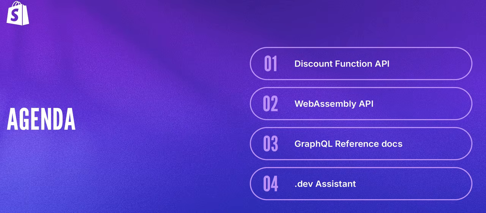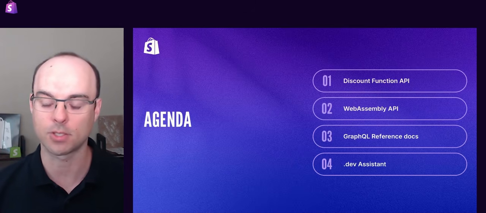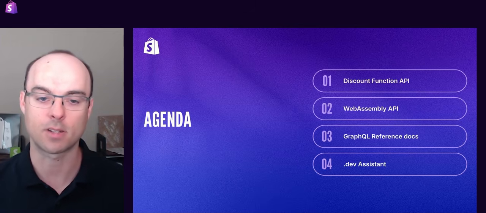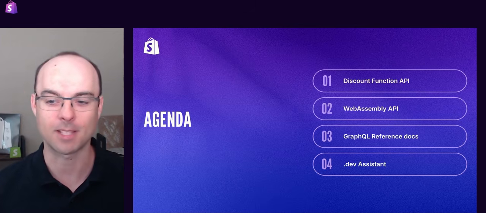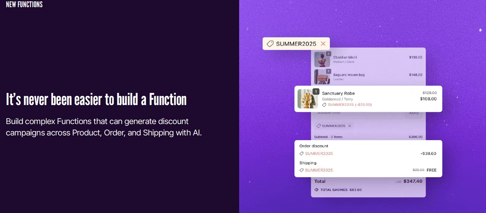Now, in this agenda, there are some new improvements that we made to one of the more important function APIs, the discount function API. We're going to talk about some of the improvements that we made to both binary size as well as the performance of functions through a low-level WebAssembly API. I'm going to talk about some of the dramatic improvements that we made to our documentation to make it really, really easy to get started on functions. And then some enhancements that we made to Dev Assistant, so you can use AI to generate code for you. It has never been easier to build a function than it is today.